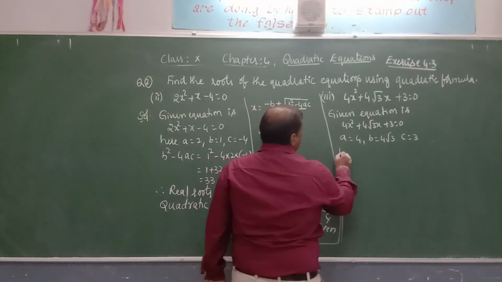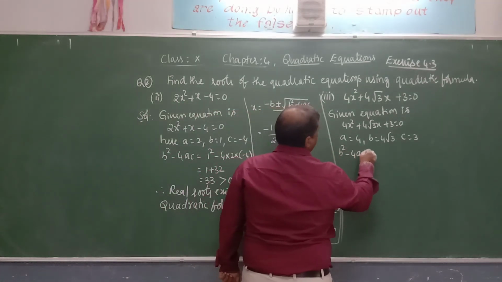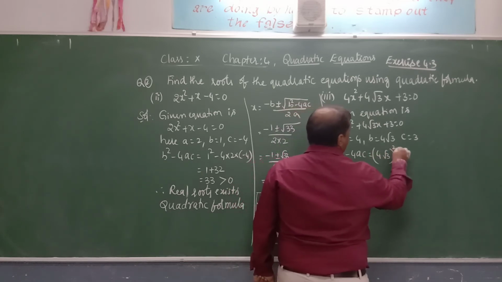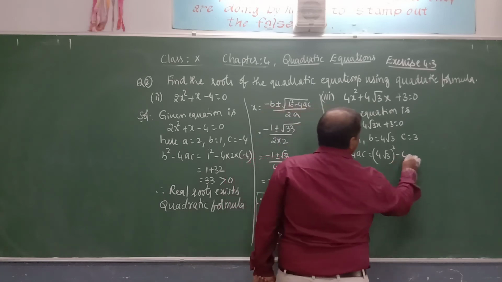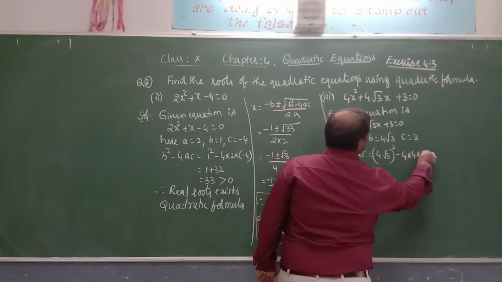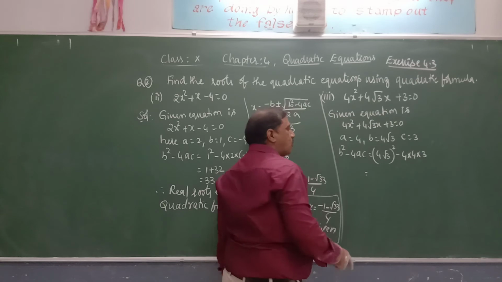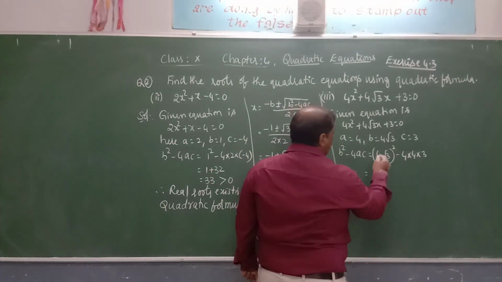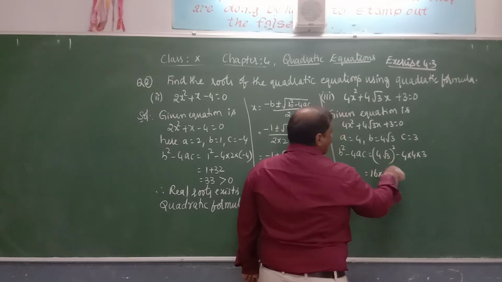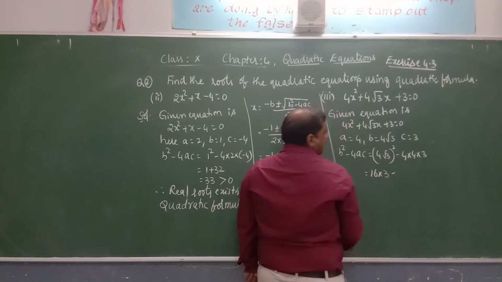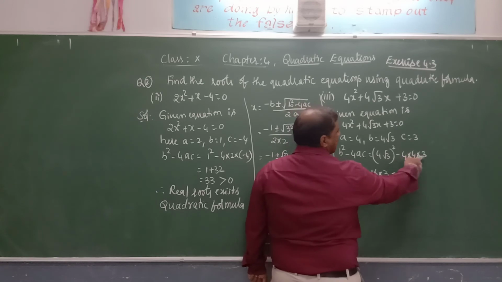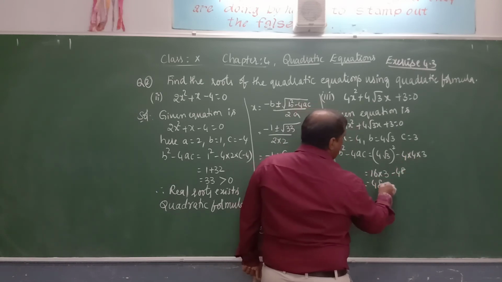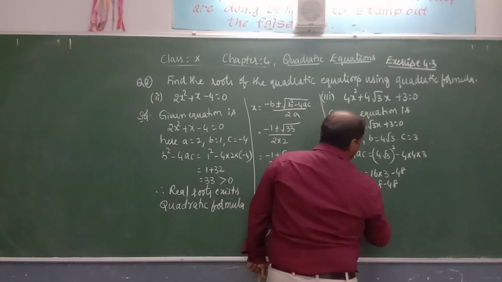Now find b square minus 4ac, that is equal to 4 root 3 whole square minus 4 into a, which is 4, into c, which is 3. That is, 4 root 3 whole square means 4 square into root 3 whole square. 4 square is 16, into root 3 whole square is 3, minus 4 into 4 into 3, which is 16 into 3. 16 threes are 48, minus 48, which is equal to 0.